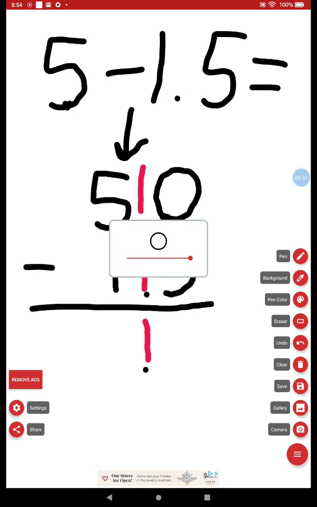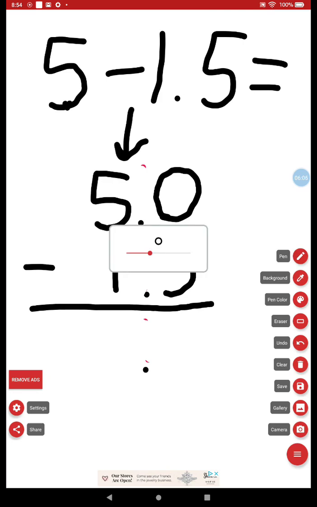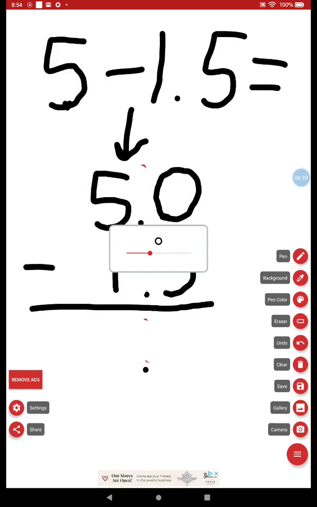Okay, now before I crunch my numbers, I'm actually going to erase my red line now that I can see that everything is lined up properly. You could use a straight edge if you want to, a ruler, that would also help. All right, guys, now let's take a look. Let's go ahead and crunch some numbers. 0 subtract 5. What's 0 subtract 5? Hey, you know you can't do that. You need to borrow.